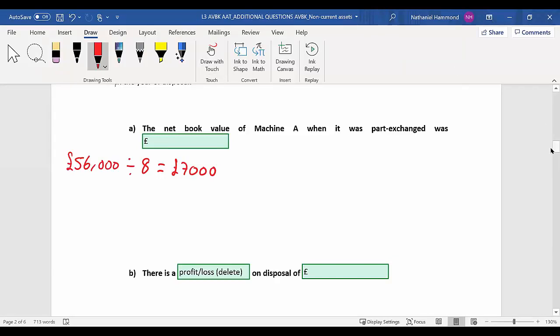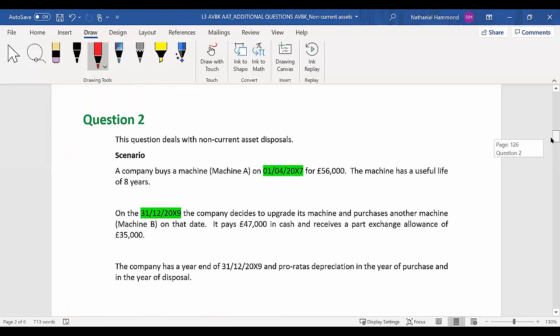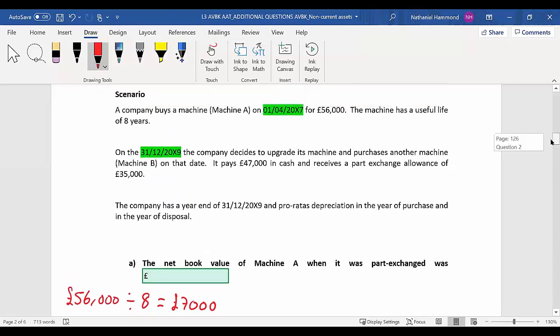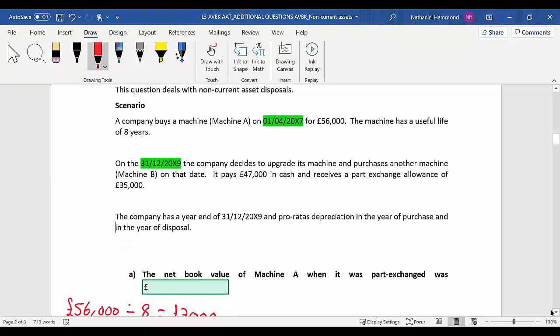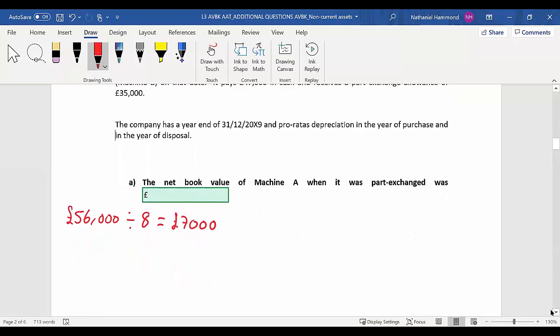However, as always with questions like this, we need to make sure we read very carefully what the question's telling us. So a couple of things to point out. First of all, the date we purchased the asset on, which was the 1st of April. And we've also been told that we prorate depreciation in the year of purchase and the year of disposal, which now means that for this first year, we have to account for the actual time we owned the asset. So in this instance, from the 1st of April to the 31st of December, we're looking at a total of 9 months. So what we're going to do now is just break this depreciation down. So we're going to do £7,000.